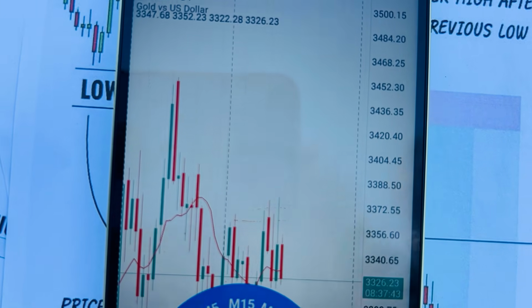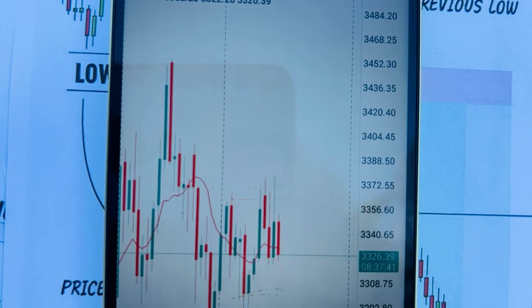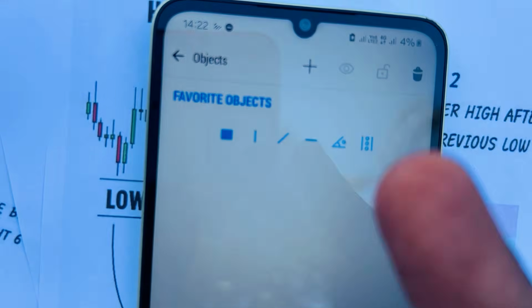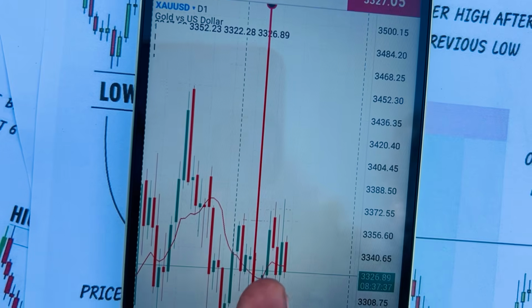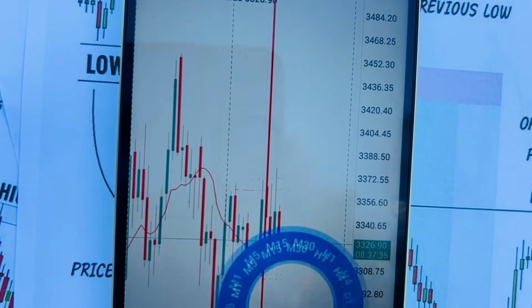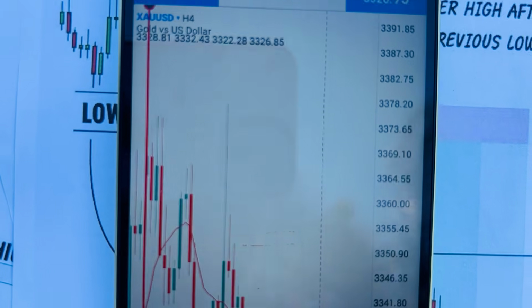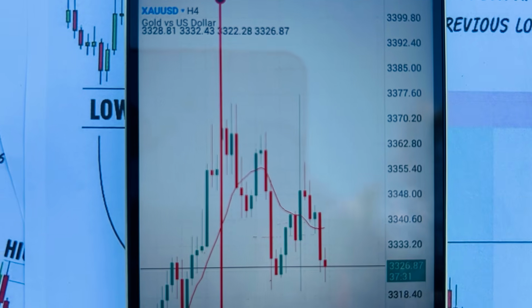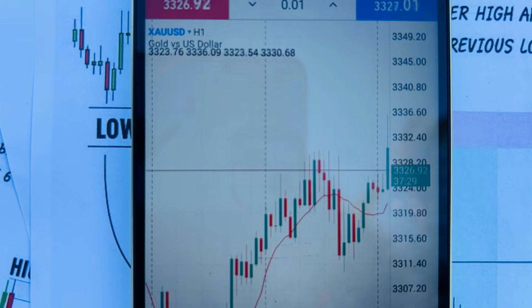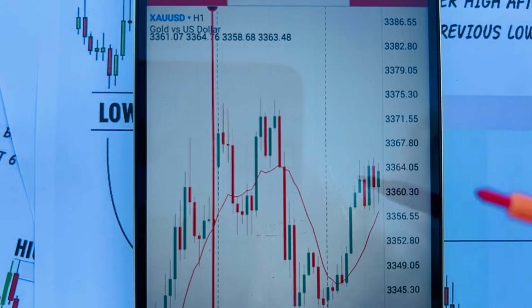Now, this is where we want to make a sell. Let's add a feature here, a vertical line, and this is the day that we want to trade here. Let's go to H4 and go to H1. Now we want to sell here.